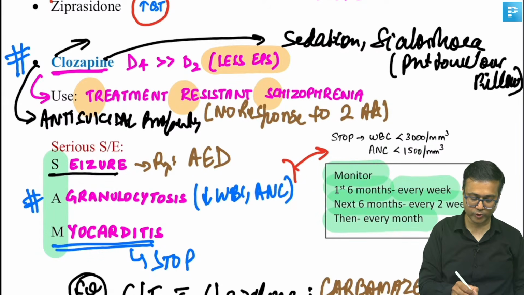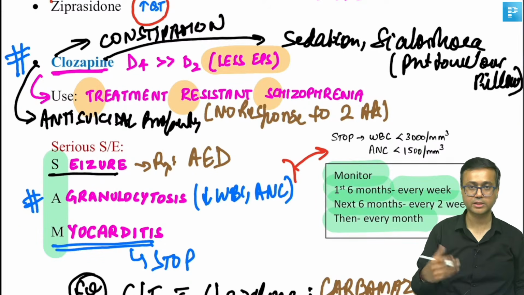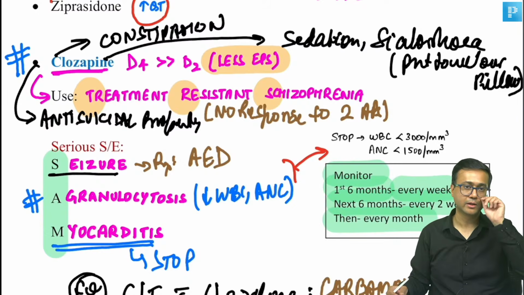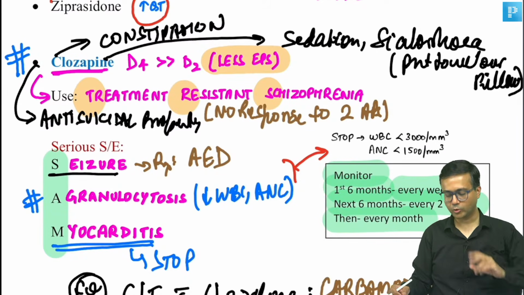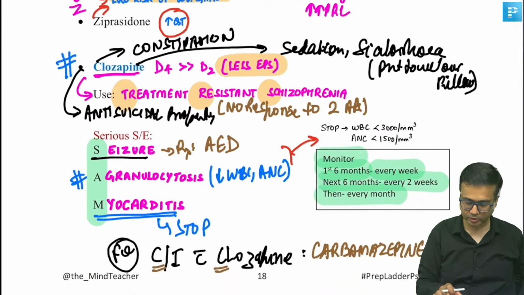Also remember, C for clozapine, it can also cause constipation. C for constipation. Okay. So these are some of the commoner side effects. So these are some important points about clozapine. Let me show you one question. This is clear to everyone now.